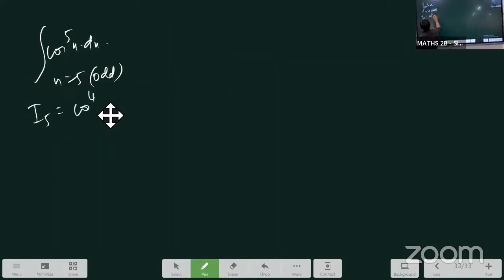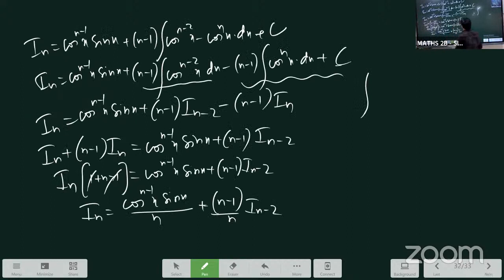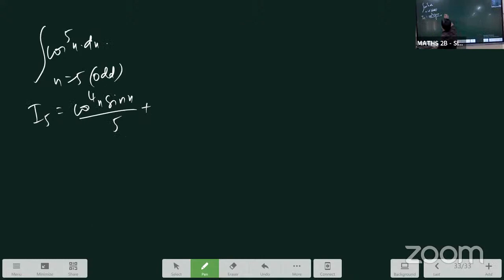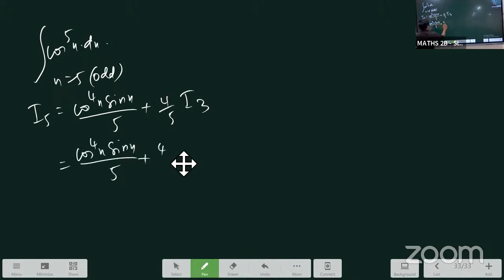I5 is cos power 4x sin x by 5 plus n minus 1 by n. 5 minus 1, 4 by 5 this is. 4 by 5, this becomes what? I3, because it is n minus 2, no? 5 minus 2 is 3. Next, cos power 4x sin x divided by 5 plus 4 by 5.